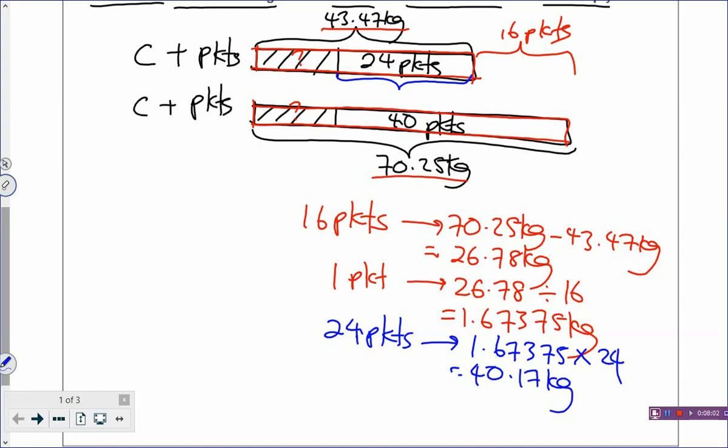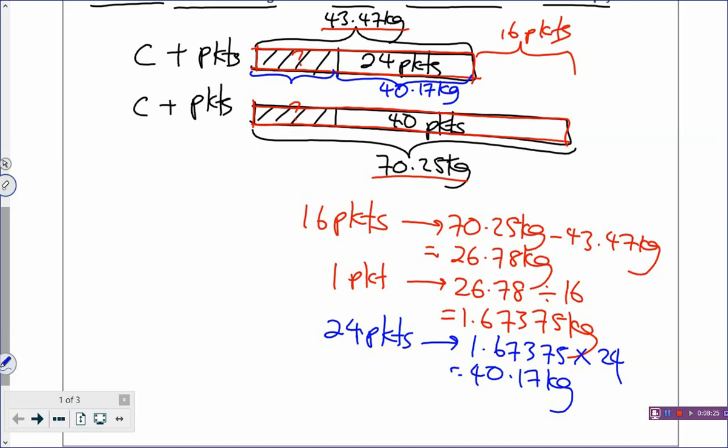Alright, so don't get panicky. Don't panic if you see a funny decimal. And don't round off, unless the question asks you to round off the final answer. Otherwise, you should not be rounding off your decimal. Alright, so now you can see that 24 packets of black beans is 40.17 kg. So can you find how heavy the empty crate is?